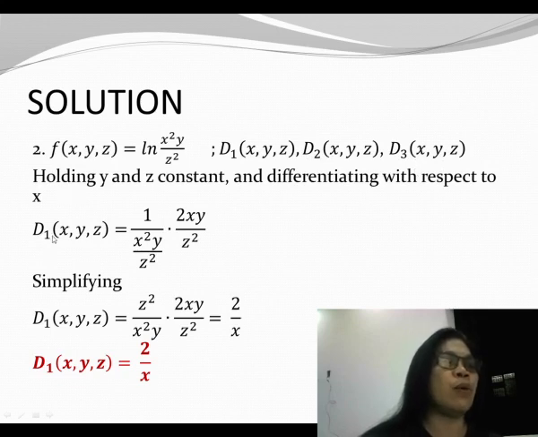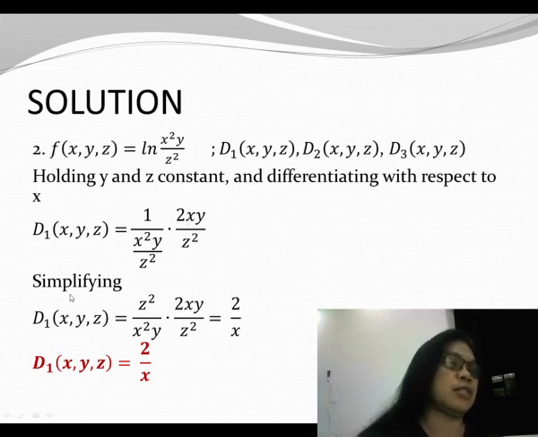So if we find D1, it means we have to consider y as a constant because we have to find the derivative of this function with respect to x. We have to recall that the derivative of the ln will be simply 1 over u, where u is the given function, and then we multiply by the derivative of u. So this is simply 1 over x squared over z squared, and then the derivative of u when y and z are constants. We can only differentiate the x squared here. The derivative of x squared is 2x, with the constant y z squared.